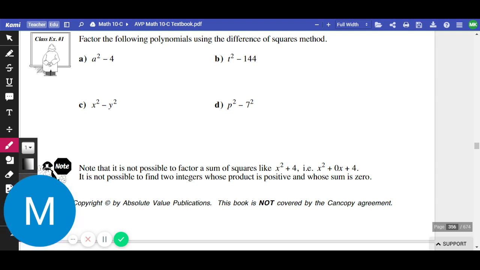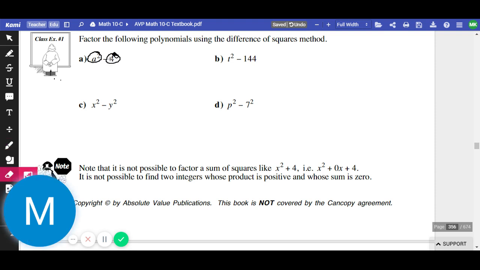Looking at this, there's a subtraction side, so that's good. Is a squared a perfect square? That's a hard one. Exponents: if it's even, it's a perfect square. So a to the power 2, a to the power 4, a to the power 6. Anything even is a perfect square letter. Is the number 4 a perfect square? Yeah, 2 squared is 4. Awesome. This is a difference of squares.